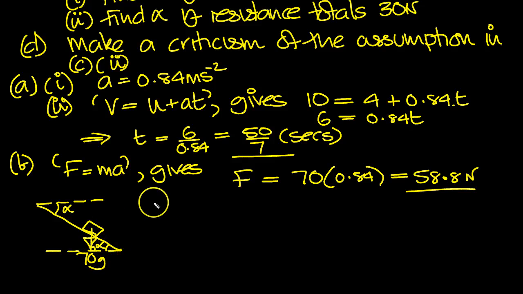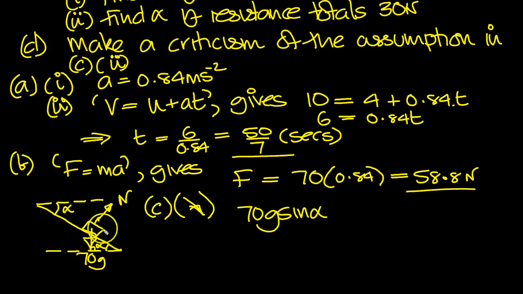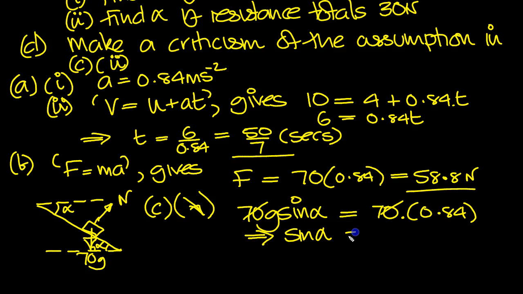So let's apply F equals ma in part C now. We'll apply F equals ma down the slope. There's no resistance. There's a normal reaction force, isn't there? But we're applying F equals ma perpendicular to this force. So 70g sine alpha is the force acting due to gravity in this direction. The component of force, with no resistance force, is equal to mass, which is 70, times the acceleration 0.84. So the 70s cancel. Sine alpha is equal to 0.84, move the g from times to divide. So put that in the calculator and we'll get alpha.